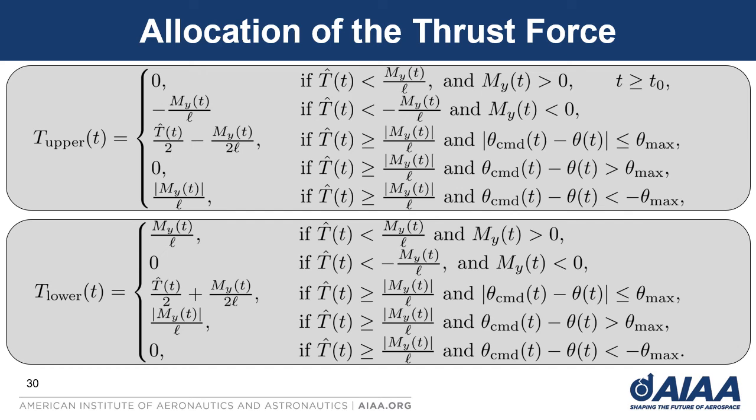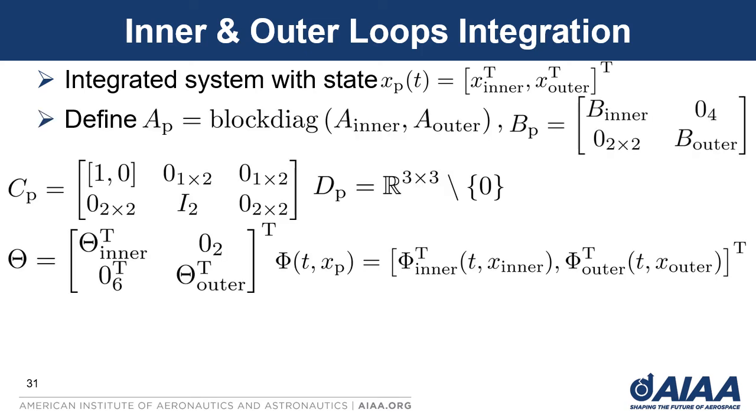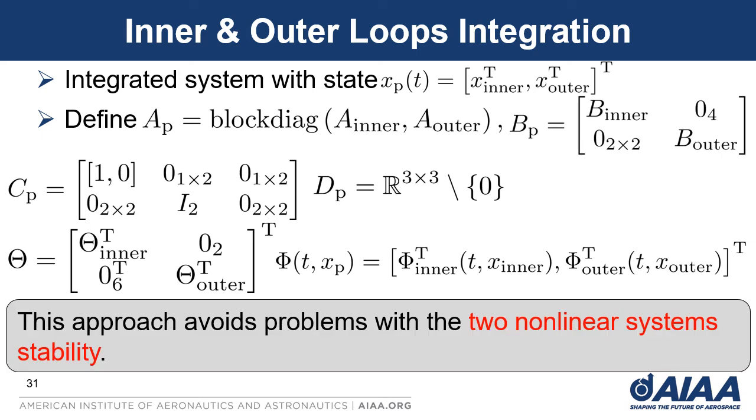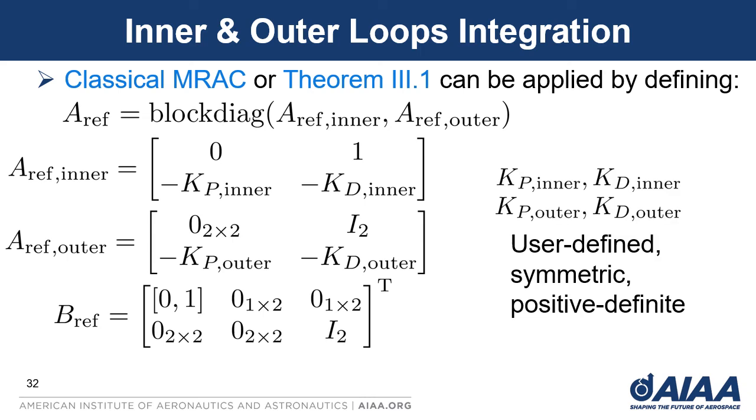Now we allocate the thrust force to the upper and lower sets of propellers according to these 5 rules, which ensure that the moment of the thrust force is always realized. Now we integrate the inner and outer loops by stacking their states into one vector and defining these matrices as such. And this approach avoids problems with the nonlinear system stability. And we can apply classical MRAC or theorem 3.1 by setting the reference model parameters as such.